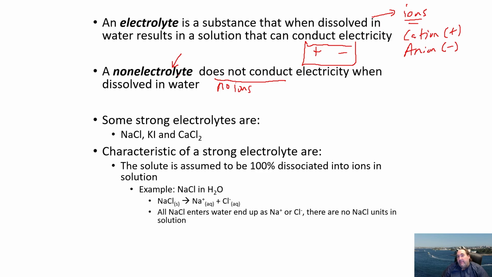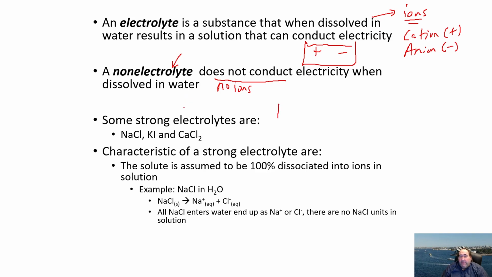Now, there's different types of electrolytes. There are strong electrolytes, which are ionic compounds, for example, soluble ionic compounds. Strong acids and strong bases, as we'll talk about, are also strong electrolytes. So what is a characteristic of a strong electrolyte? It will 100% break apart into ions in solution. So it will not stay together.